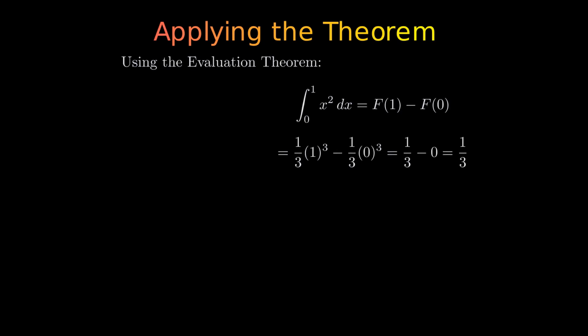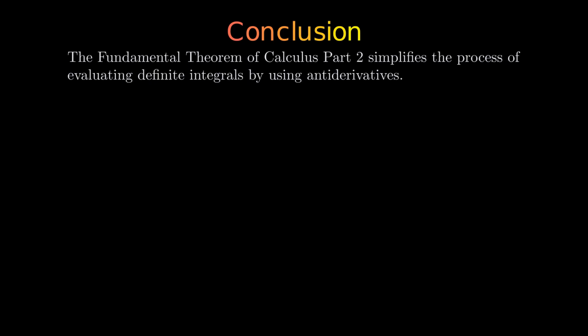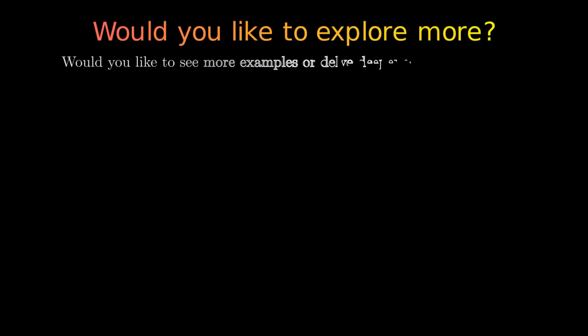To solve this, we find the antiderivative of f(x), which results in F(x) equals 1/3 x cubed. By applying the evaluation theorem, we can now compute the integral of x squared from 0 to 1 by substituting the values into the antiderivative formula, yielding the result of 1/3.